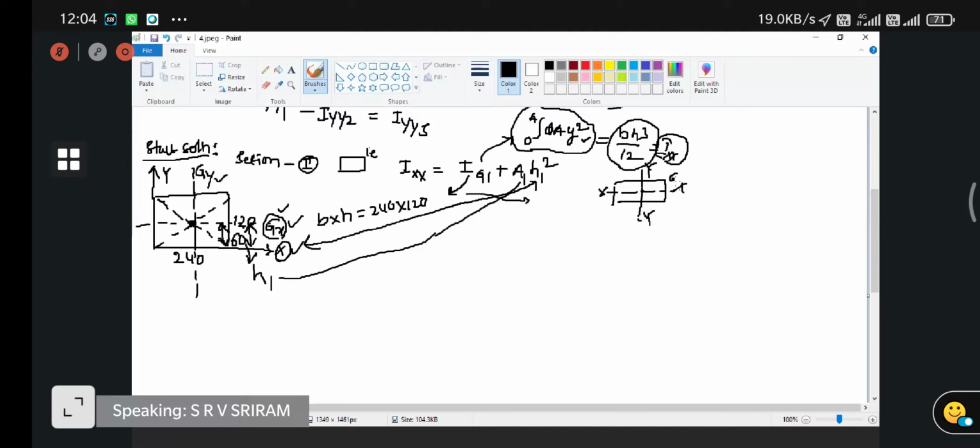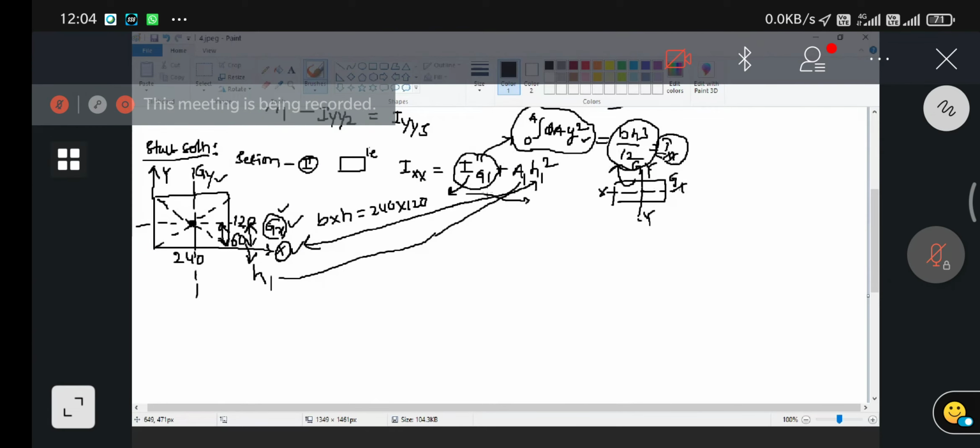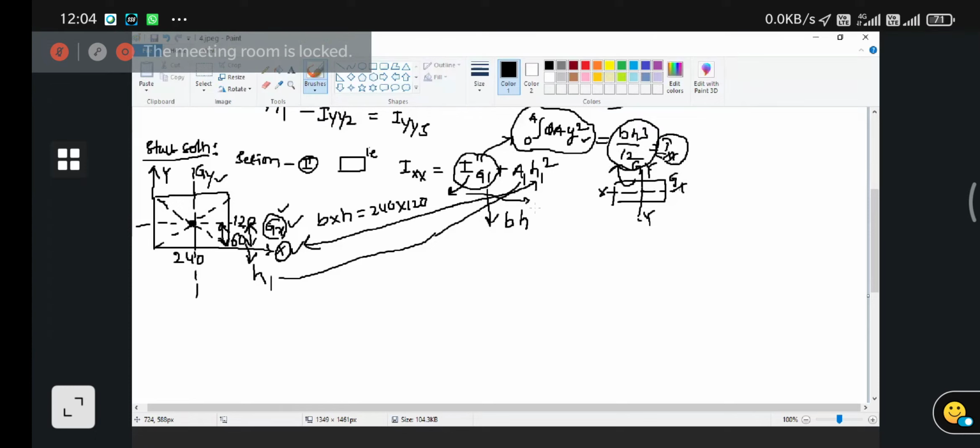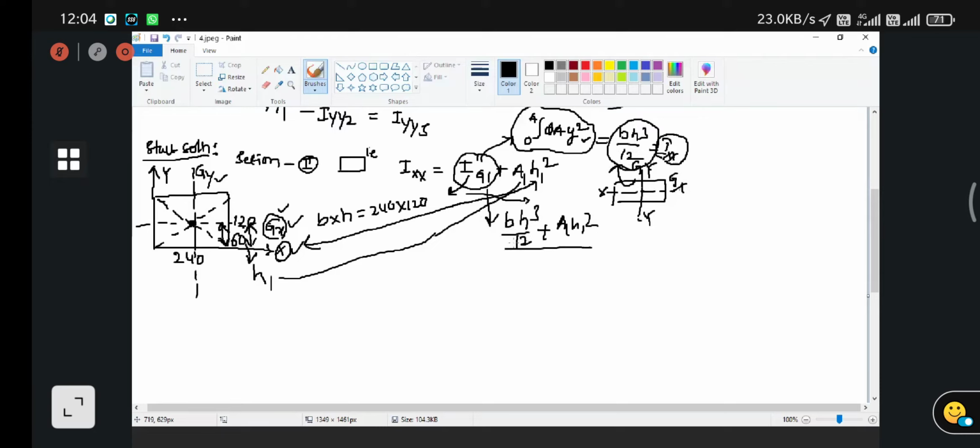Or otherwise, in this problem Gx and Gy are the central axes I have assumed. So IGx or IG1 is nothing but the first moment of inertia, which is going to be replaced with my formula bh³ by 12, plus area 1 into h1 square. If you find out the values of this entire formula, it is going to give the base moment of inertia for the given section in the present problem.